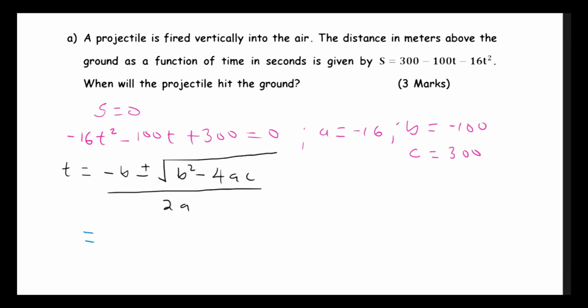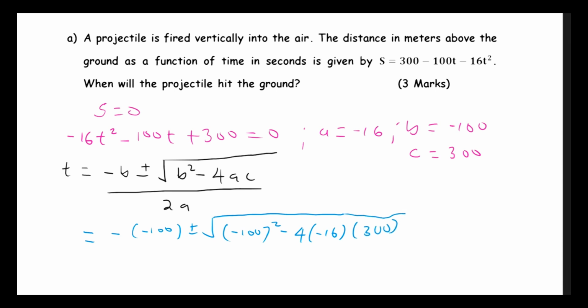So we're going to have minus b. Remember, b is negative 100. So minus negative 100 plus or minus, and under the root sign we have b squared, that is minus 100 squared, minus 4ac, and a is minus 16 and c is 300. So this is over 2a, and a in this case is minus 16.